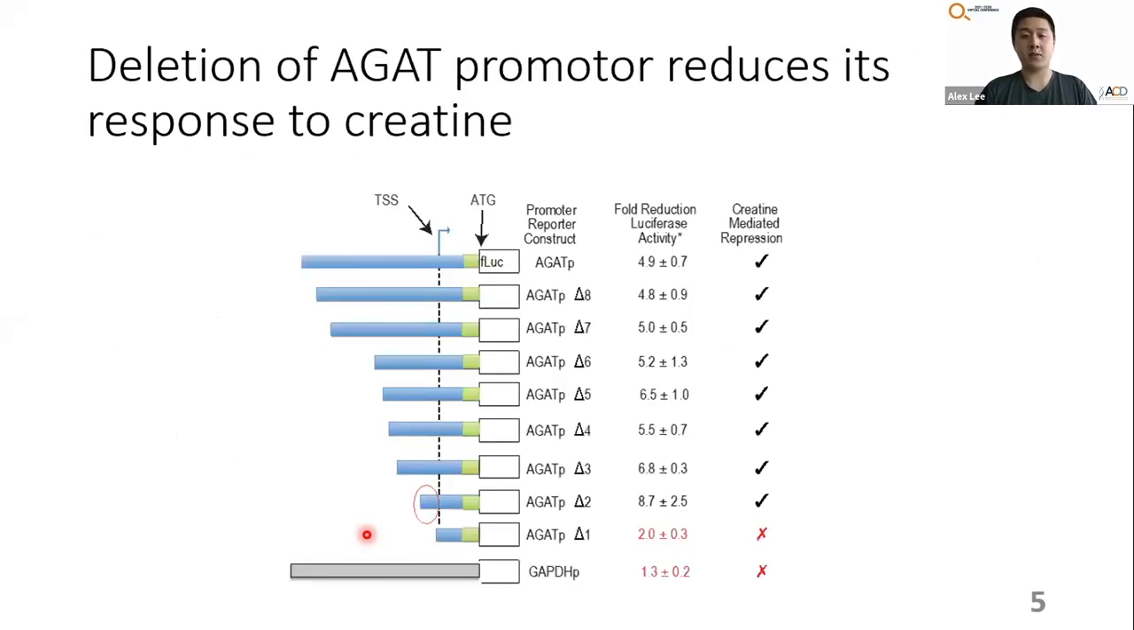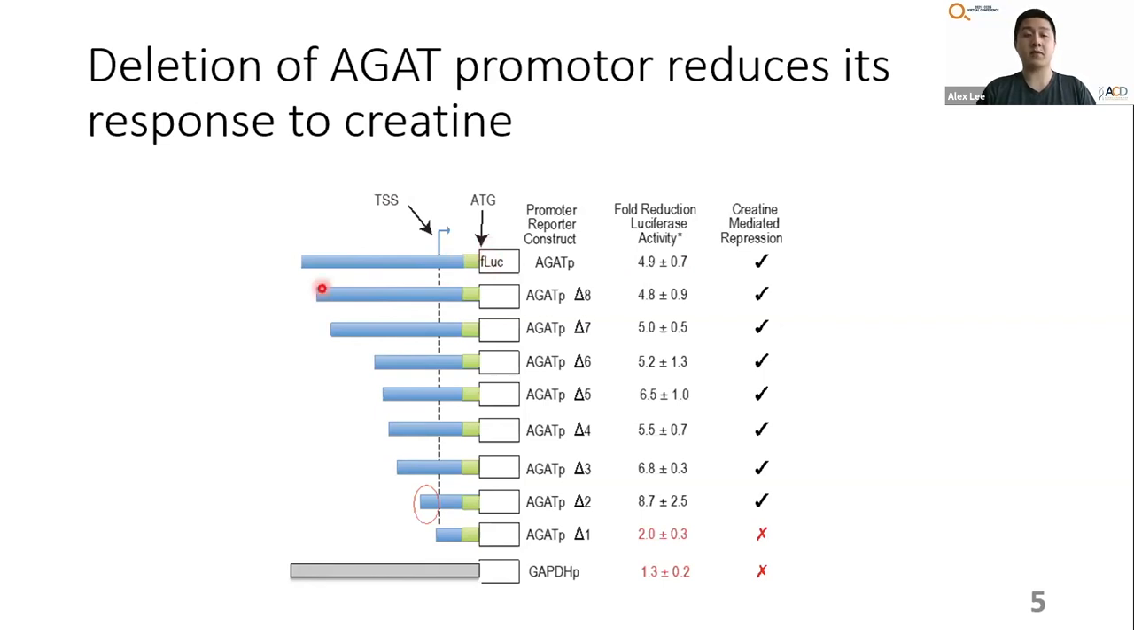So the first thing I want to do is determine if creatine regulates AGAT in a transcriptional manner. To do this, we created a construct containing the promoter region of AGAT, part of its non-coding region, which is then linked to the expression of a luciferase reporter. We then transfect this construct into cells and measure luciferase luminescence. In the wild-type or control construct, in the presence of creatine, we observe a five-fold reduction in luciferase luminescence relative to our untreated condition. This makes sense because in the presence of creatine, we have reduced levels of AGAT and therefore reduced luciferase luminescence.